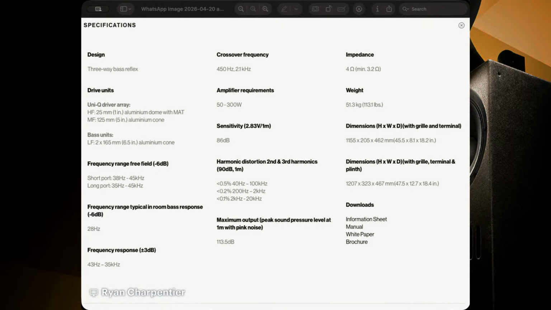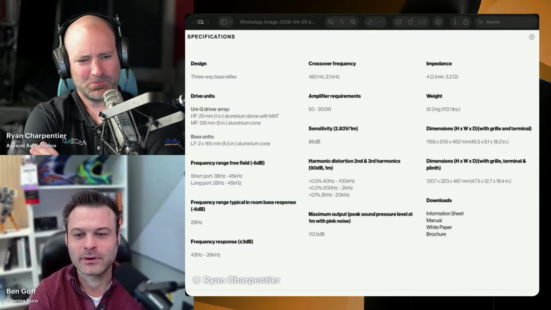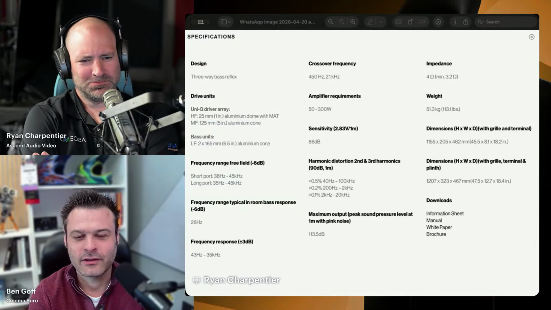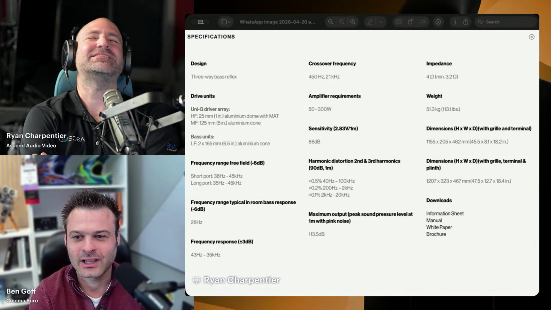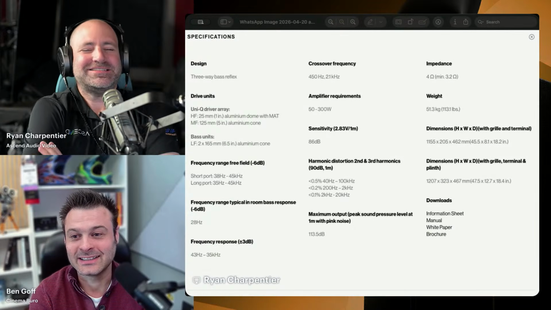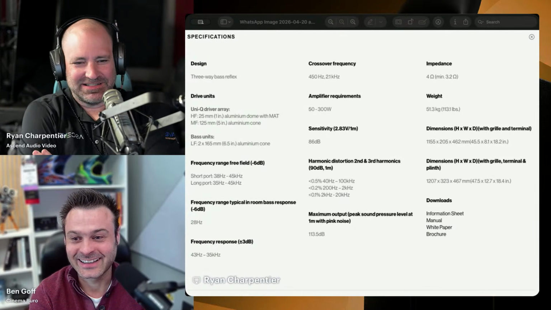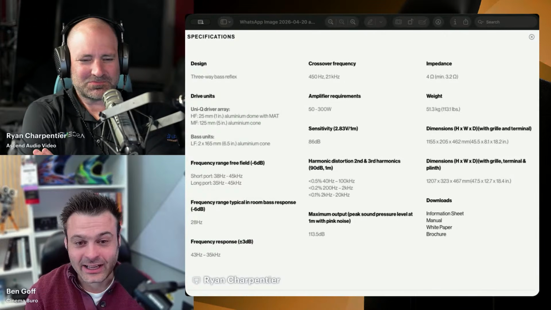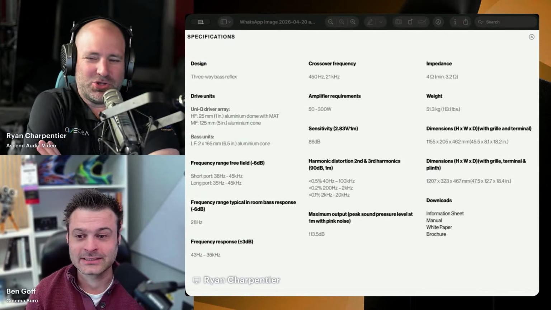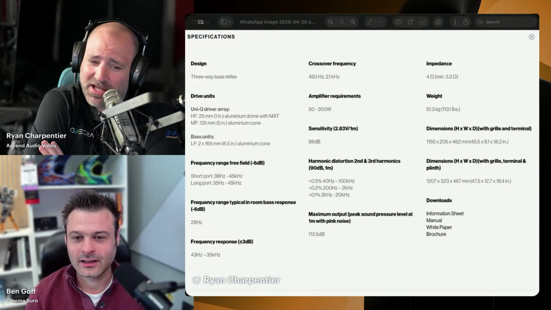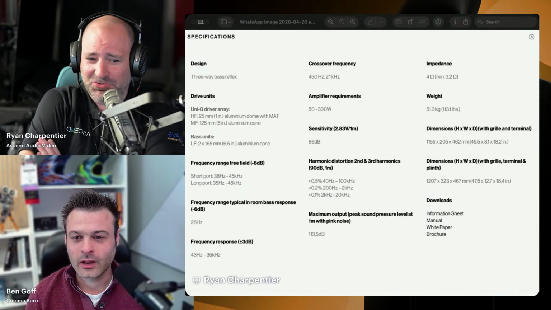But the first one, the one that concerns me the most, is, there we go. Amplifier requirements: 50 to 300. I hate that. What does it mean? Honestly, I genuinely don't know what it means. Can you use all 350 watts of that? Will I blow up the speaker if I use all 350 watts of that?